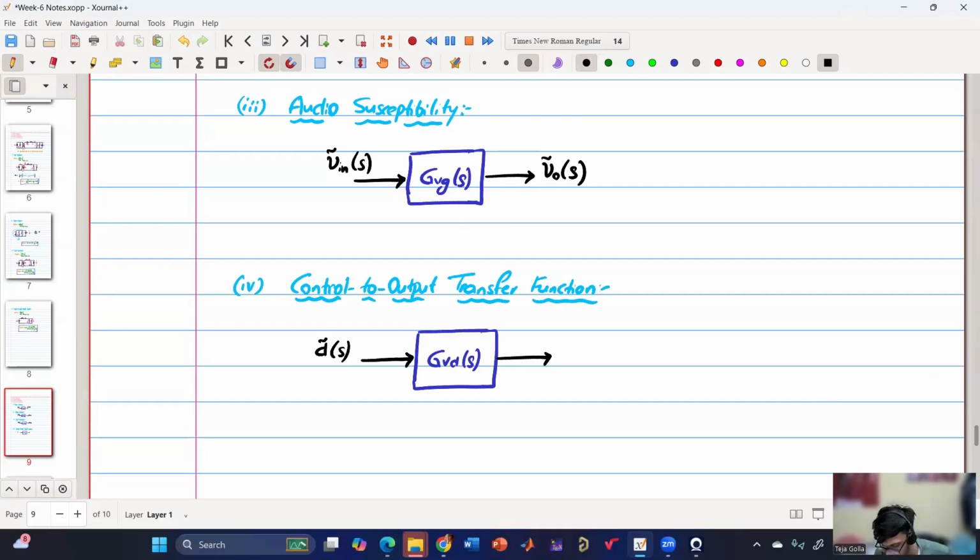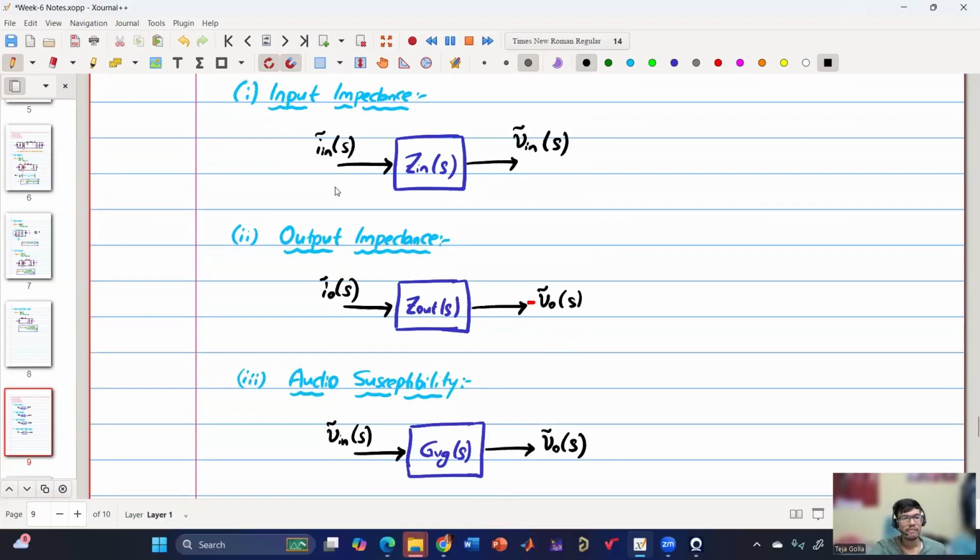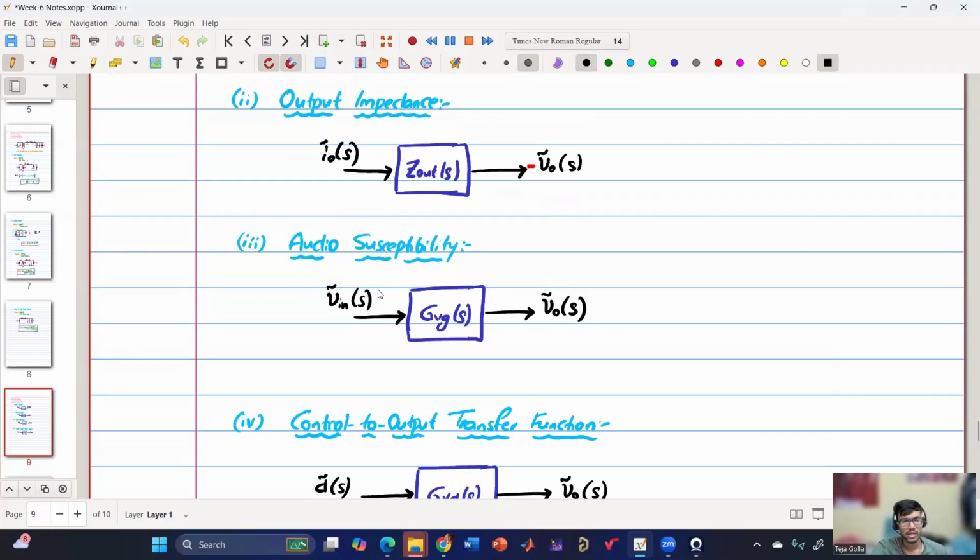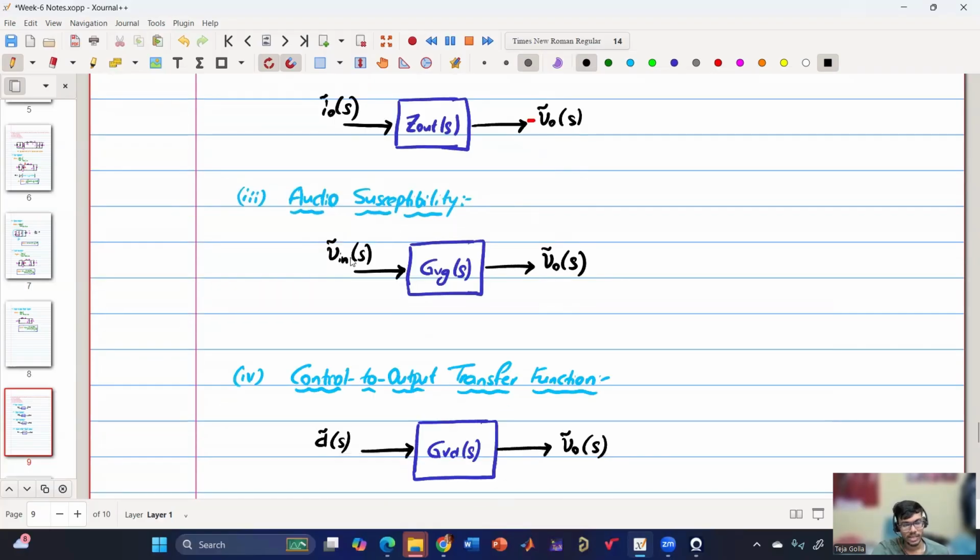What is the output here? V naught. For every perturbation in something, it is contributing to V naught of S in some way. Say if there is perturbation in I naught of S, then V naught of S has something. Similarly, V in of S, there is something in V naught of S. D perturb of S is also contributing to V naught of S.